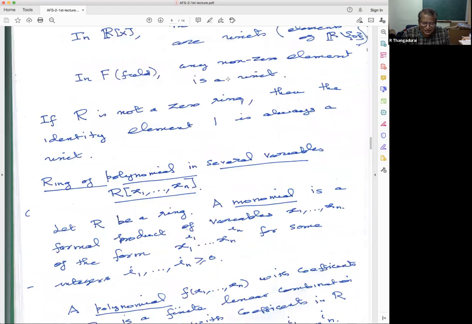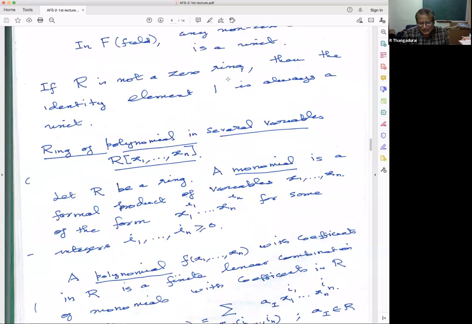So we have seen one variable polynomials. Now we recall what a several variable polynomial ring is. A ring of polynomials in several variables: R is a ring and x1, x2, ..., xn, n variables, are given. So R[x1, x2, ..., xn] is a several variable polynomial ring. We want to define how elements are going to look in this ring. First we define a monomial. A monomial is a formal product of the variables x1, x2, ..., xn, of the form x1 power i1 times ... times xn power in, for some non-negative integers i1, i2, ..., in. This form we call a monomial.